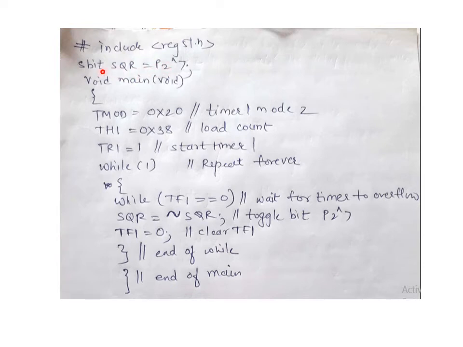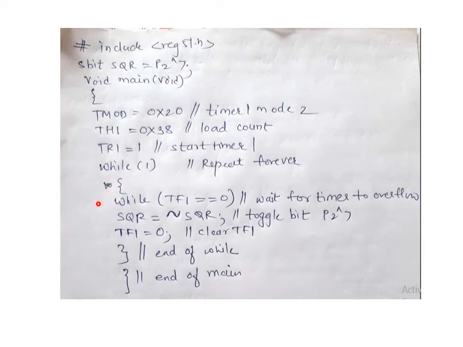SQR is nothing but a square. Void main, the start of the program. TMOD is equal to 0x20, that is timer 1 mode 2. Then TH1, we have to upload the value 0x38 as we have calculated. Then TR1 is equal to 1, means we have to start timer 1. So while 1, the loop will repeat.